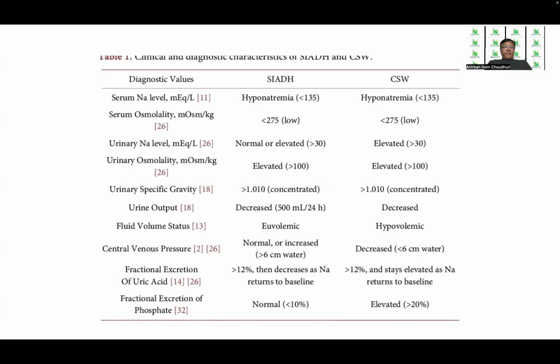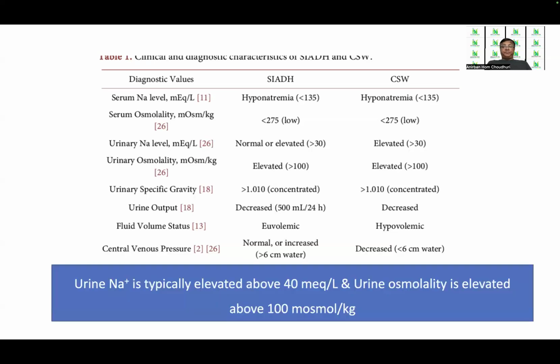cerebral salt wasting. The fractional excretion of uric acid, which I have mentioned, is more than 12% initially, but as sodium returns to the baseline after correction, this decreases in case of SIADH, but it stays elevated in cerebral salt wasting. I'm coming to the reason in the next slide. And also the fractional excretion of phosphate is normal, that is less than 10% in SIADH, but it is usually more than 20% or at least elevated in patients with cerebral salt wasting.